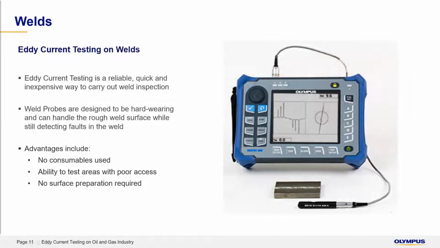Thus, we introduce eddy current testing on welds. Eddy current testing uses electromagnetism principles for flaw detection in conductive materials. Basic instruments are just the eddy current instrument and probe. A reference block is also used for calibration and verification. Eddy current testing is a reliable, quick, and inexpensive way to carry out weld inspection.